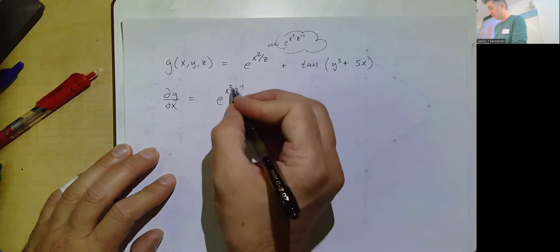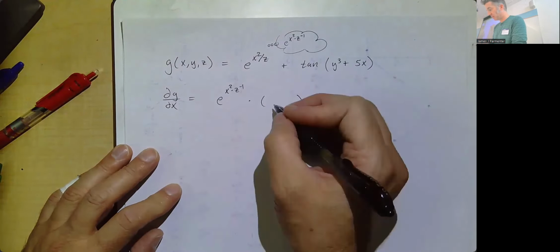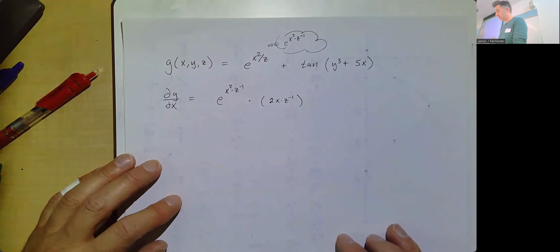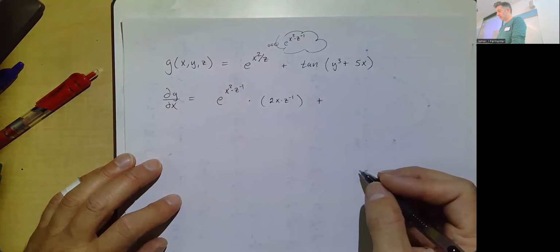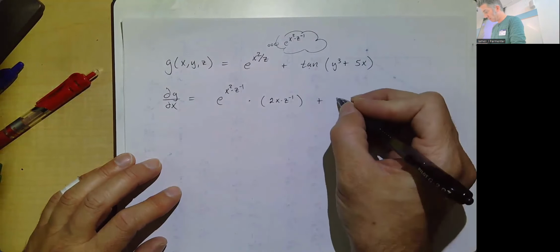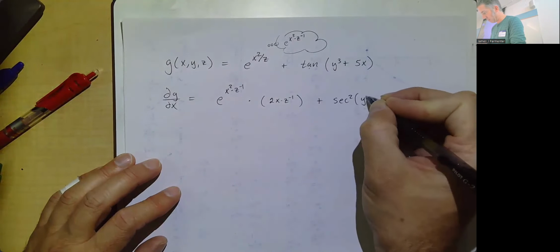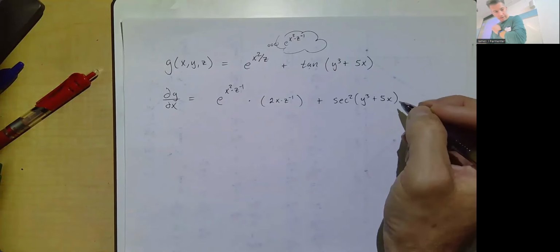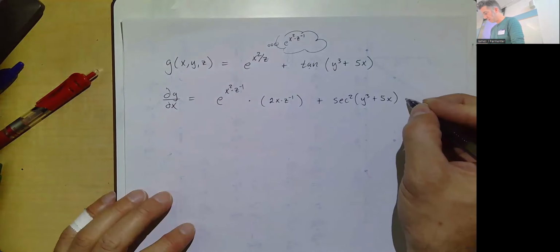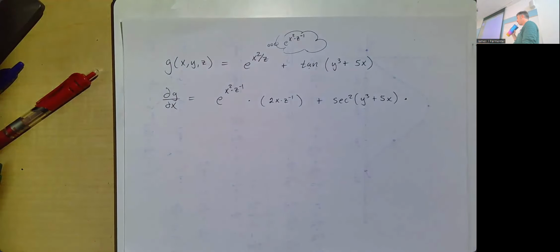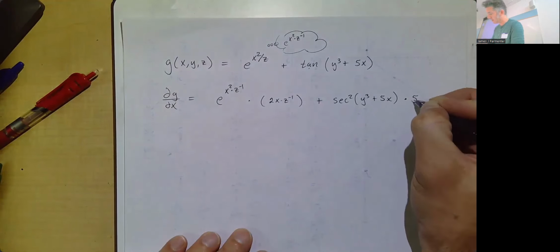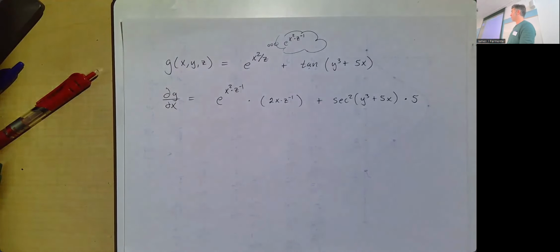So the derivative of X squared times Z to the negative first is 2X times Z to the negative first. So Z to the negative first is just a constant multiple that's hanging out. Plus the derivative of tangent of some stuff is going to be secant squared of that same stuff. But then we have to multiply by what? Yeah, that much. We have to multiply by 5, the derivative of 5x. Or if you prefer, you have to multiply by 0 plus 5, the derivative of y cubed plus 5x with respect to x. Cool.